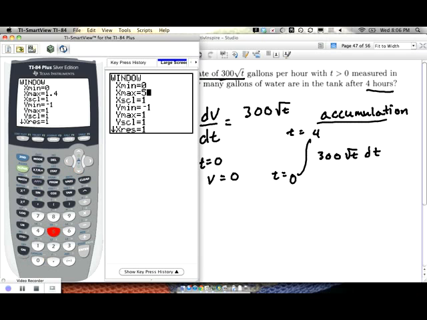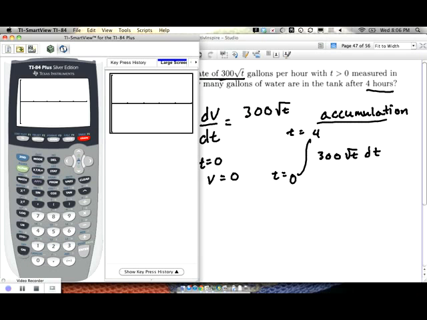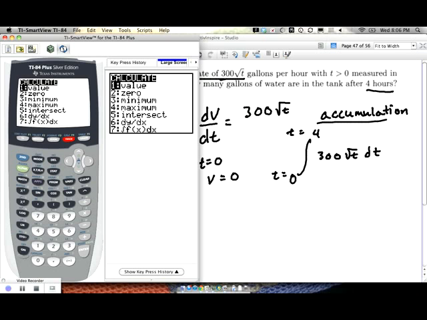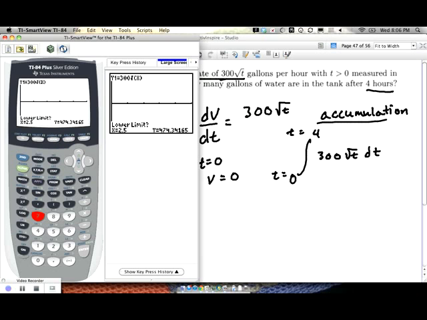I have 0. I need at least 4 in there. I'll go all the way to 5 if I need to. Go to the graph. Now the graph is actually off the page. I don't really care about that. What I do care about is calculating the area. So let's go ahead and press second, calculate the area, which is number 7 down here.